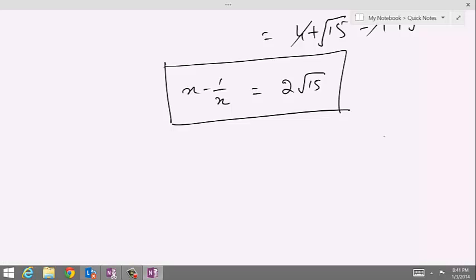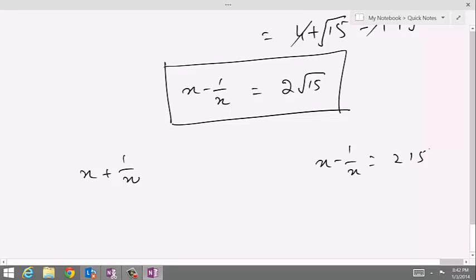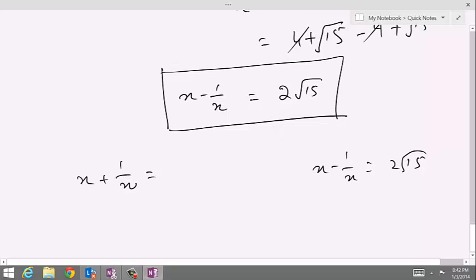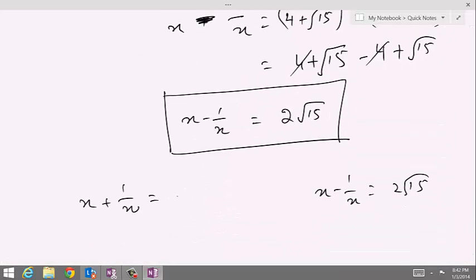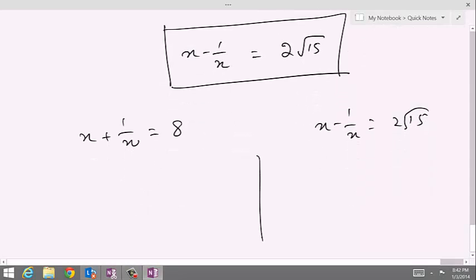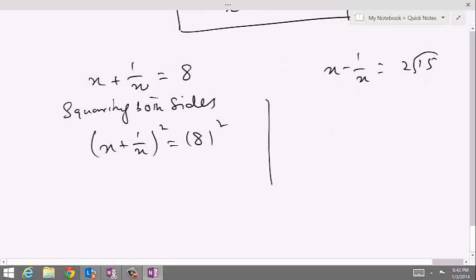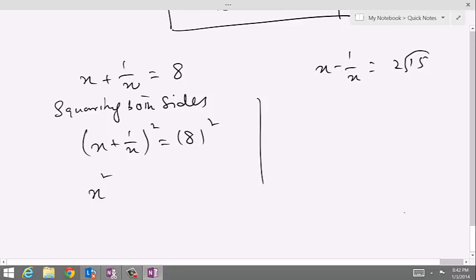And now if we want to find the answer number 4 and number 5, we can take square. We already have found what was x plus 1 over x and x minus 1 over x. That's 2 times under root 15, and x plus 1 over x we have found out, that is 8. So taking square on both sides, squaring both sides, this is x plus 1 over x whole square is equal to 8 whole square. So this is x square. This formula here is a square plus 1 over x square plus 2 times x times 1 over x is equal to 64.